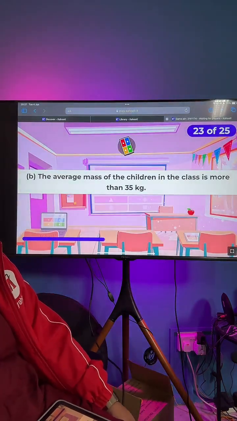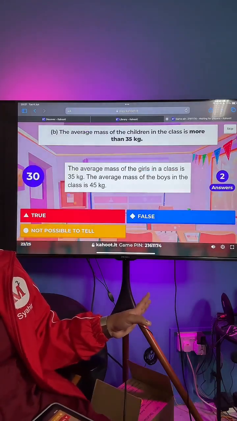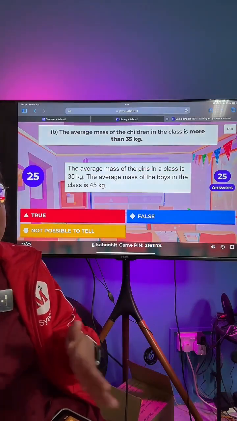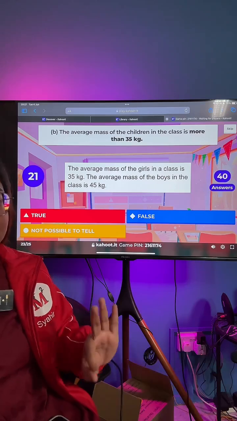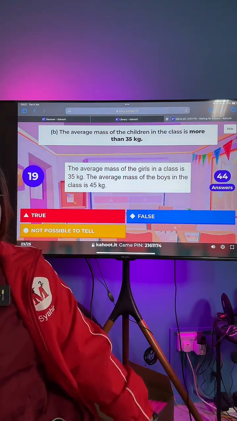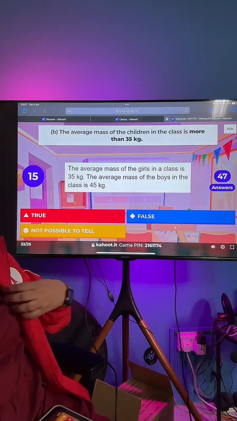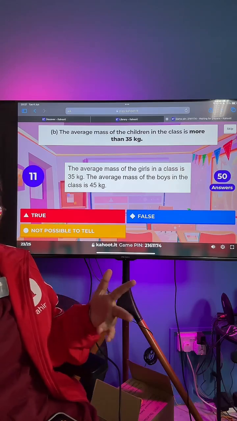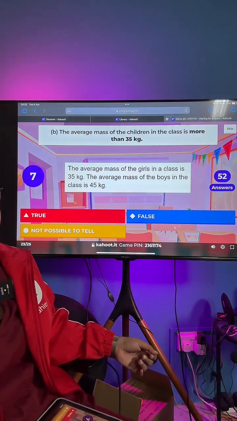Question part B now. Same question this time round. The question says, all the children has an average of more than 35 kg. Okay, this one's second last already. Okay, friends? Second last question already. All the children more than 35 kg average. Is this true, false, or not possible to tell?